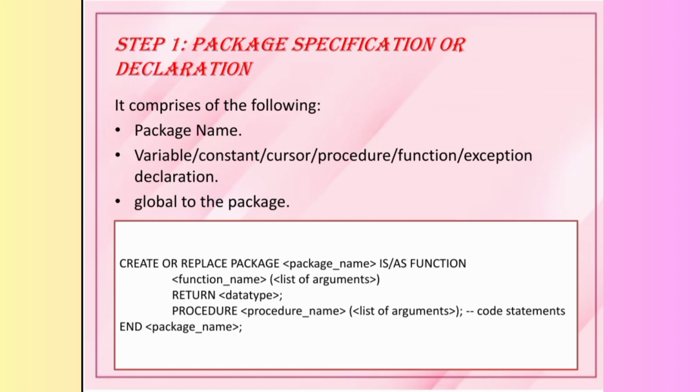Here is the syntax for the package specification. It has the following statements: package name, variable or constant, cursor or procedure, functions or exception declaration. It is global to the package. Create or replace is the keyword, then package, and we should mention the package name, as. Function is the keyword, and mention the function name with parameters, and mention the return data type. Procedures: within the package we will create both the functions and procedures.